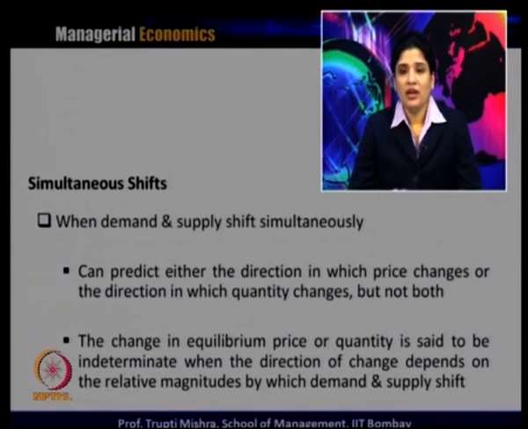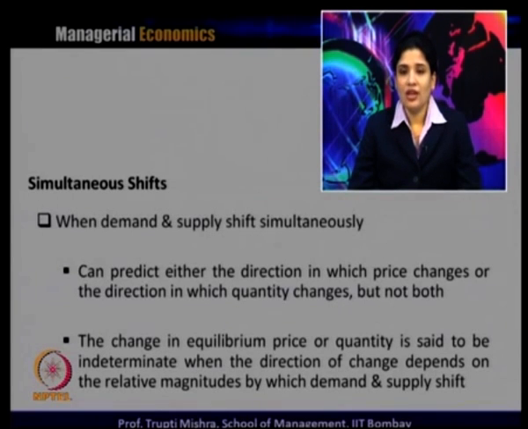But we cannot predict the direction for both price and quantity when there is a simultaneous shift in demand and supply. To simplify this, we can say that when there is both a decrease or increase in demand and supply, we can only predict the change in the quantity when demand and supply move in this direction, or the change in the price when demand and supply move in a particular direction.